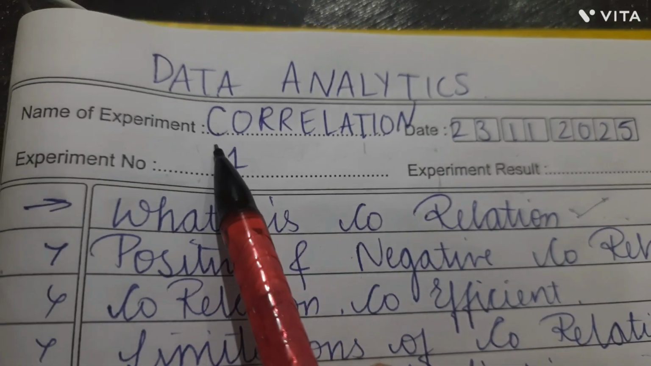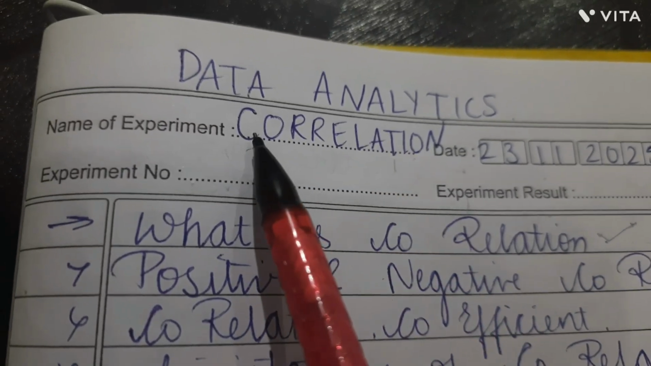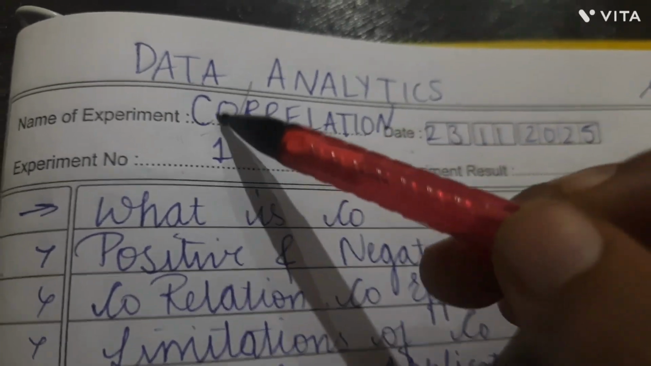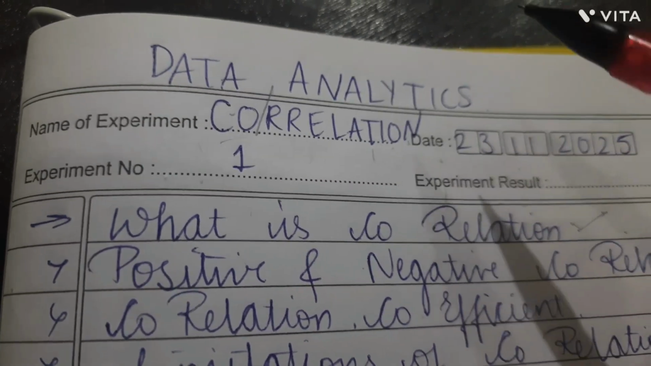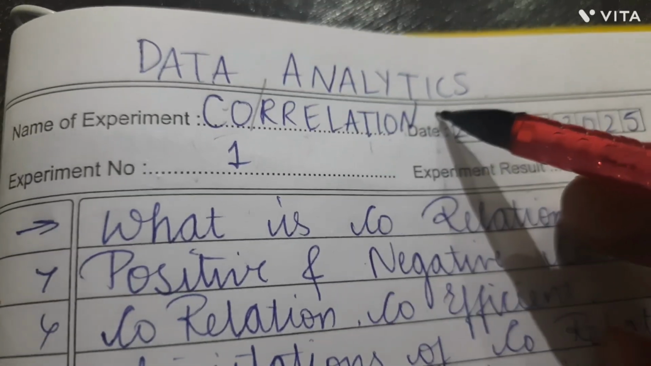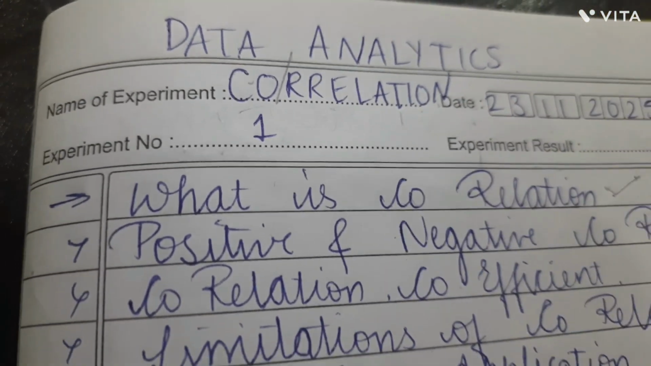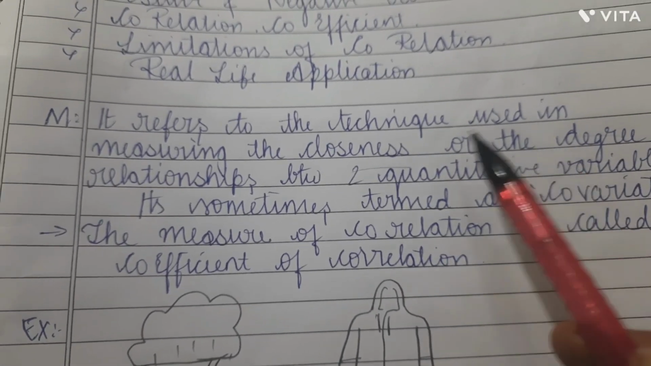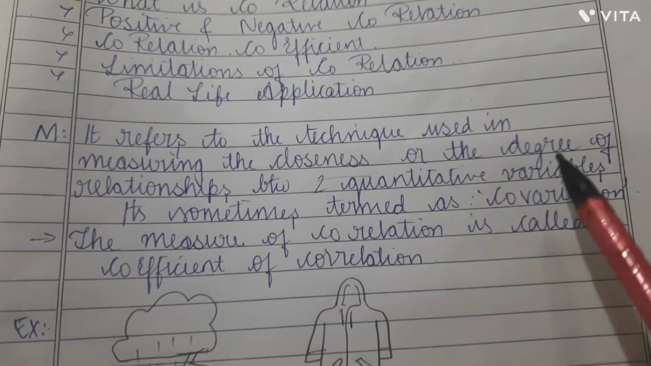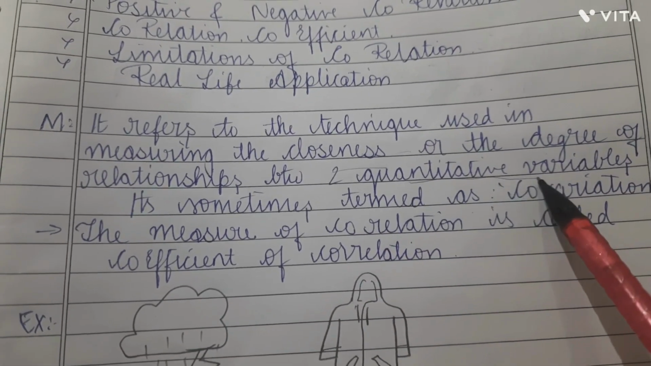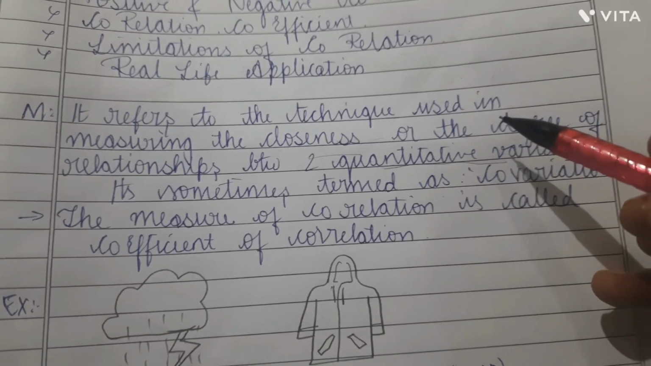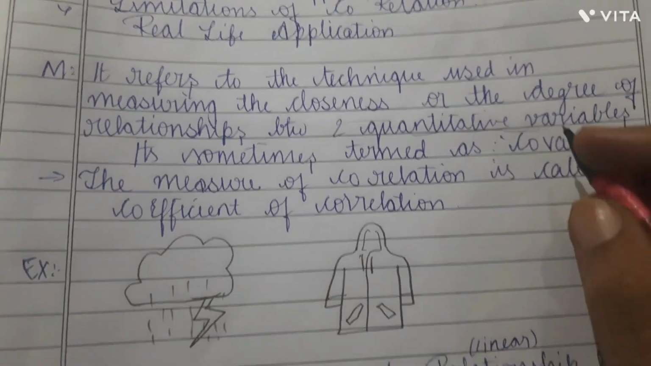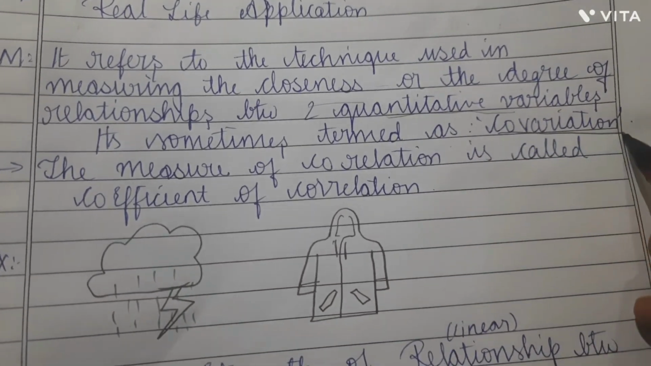So firstly, the meaning of correlation. Correlation is the combination of two words, that is co and relation. So co means together, and relation means a connection between the two quantities. So coming to the meaning of correlation, it basically refers to the technique used in measuring closeness or the degree of relationships between two quantitative variables, which means simply it is used to understand the relationship between two variables, and it is sometimes termed as covariance also.